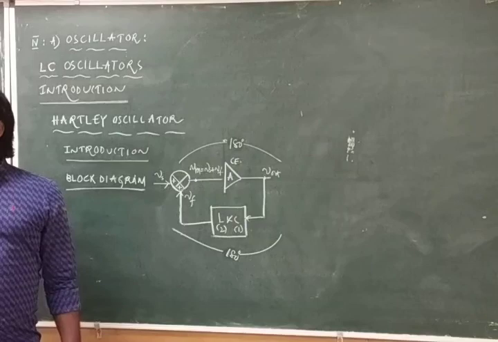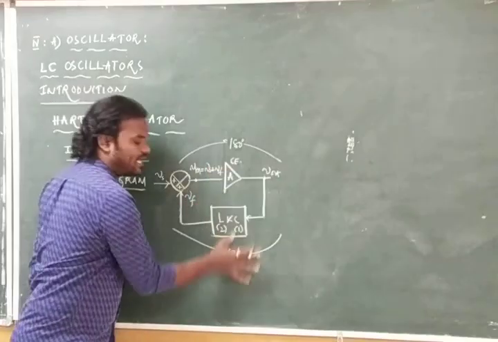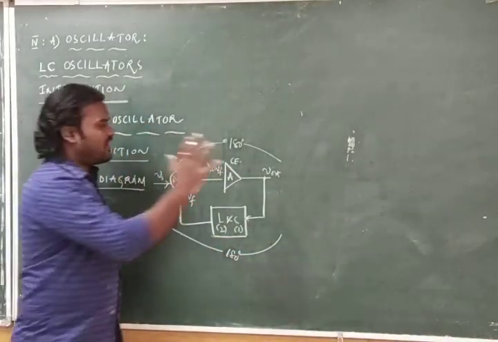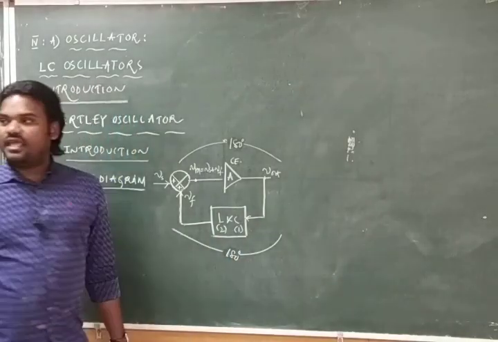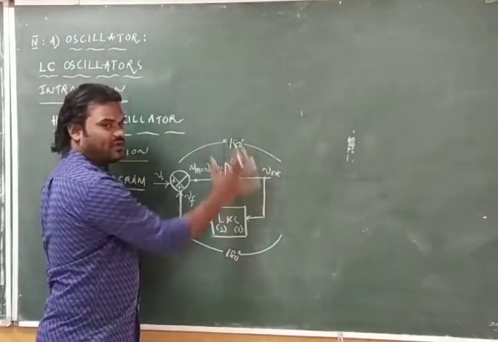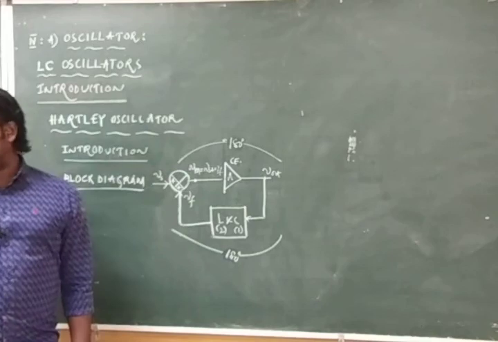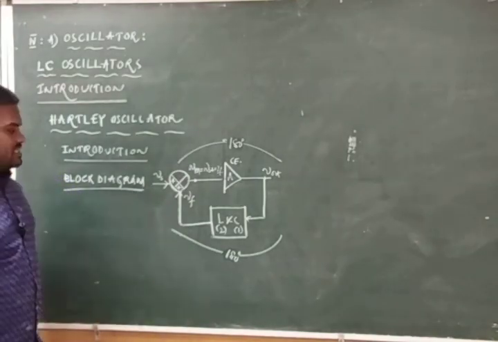In the case of the RC phase shift oscillator, this is 180, this is 180. In the case of the Hartley oscillator, this is 180, this is 180. In the case of Colpitts also, this is 180 and this is also 180. Is this clear? Yes. Then copy this diagram.